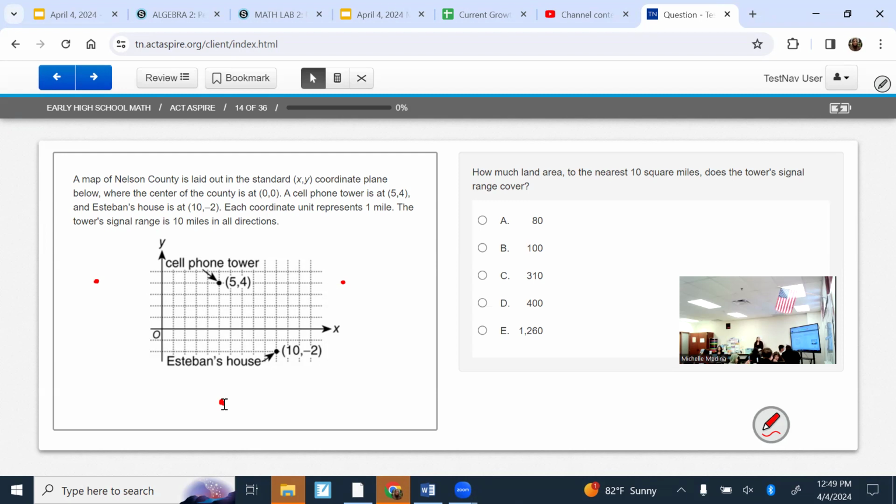So then this one says, how much land area to the nearest 10 square miles does the tower signal range cover? So this is creating essentially a circle with a radius of what? 10. It goes 10 in all directions. So anyway, area of a circle. What's the formula for area of a circle?